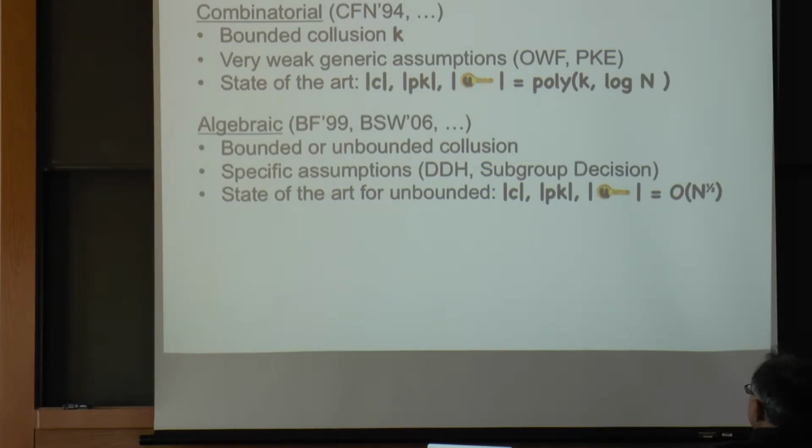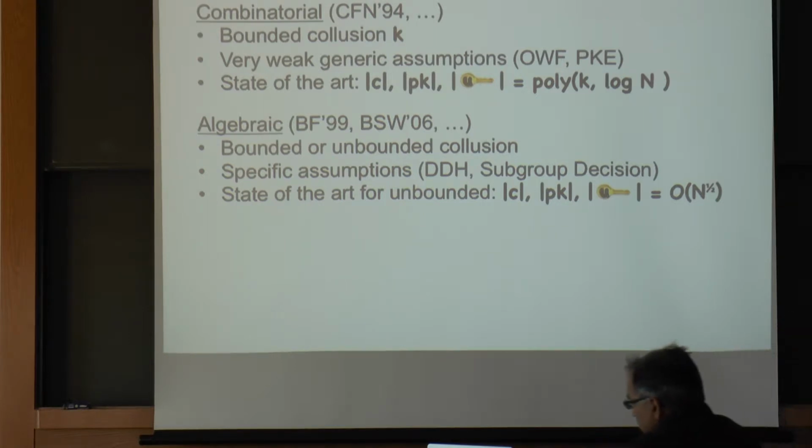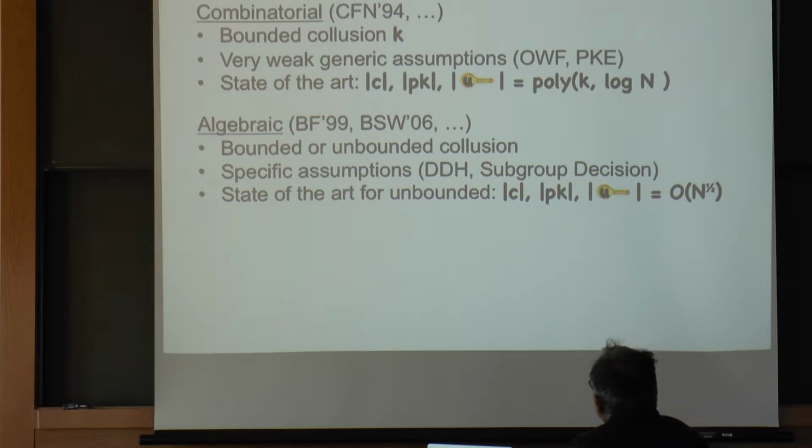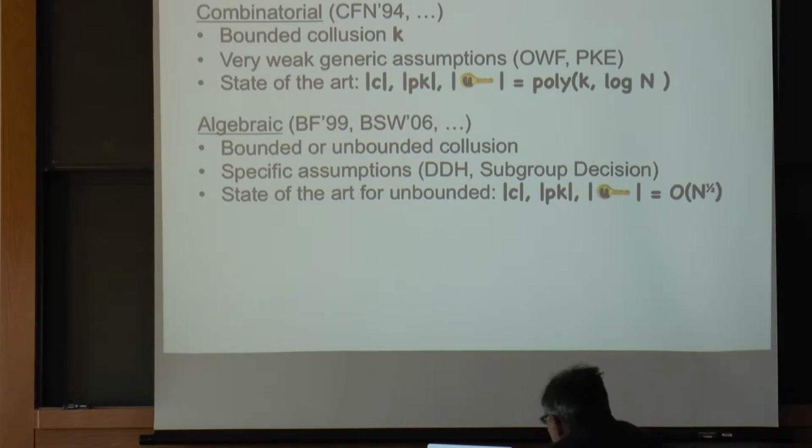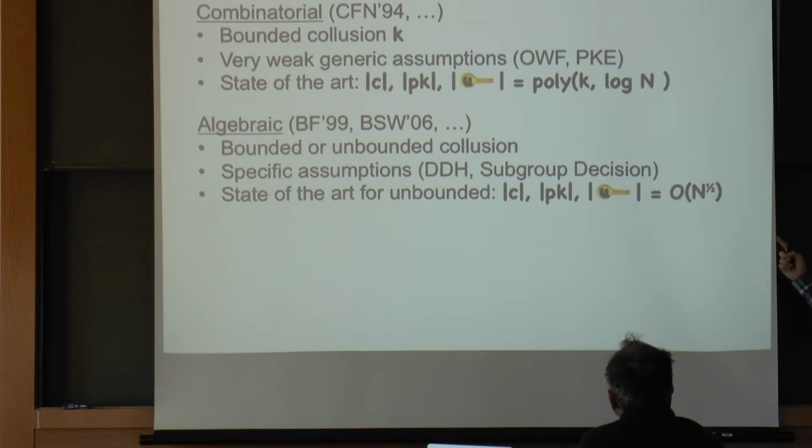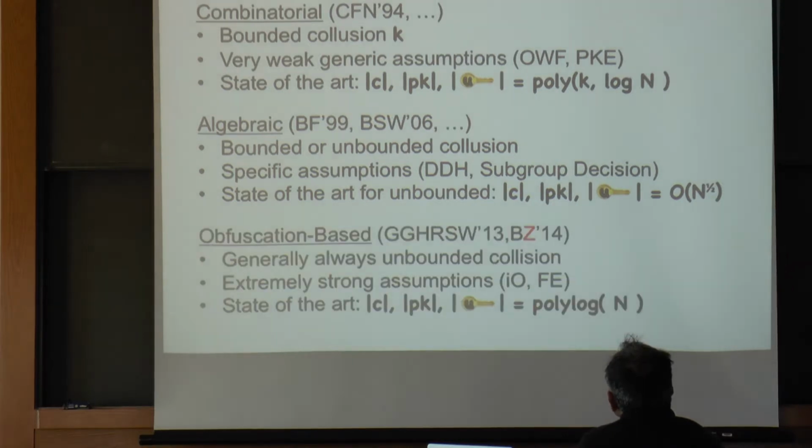The second class is algebraic constructions. There are results that are both bounded and unbounded. The state of the art here is that for unbounded collusions, we can get all the parameter sizes to grow with the square root of the number of users. So we can do sublinear size parameters from these assumptions, but we don't know how to get the size down to, say, polylogarithmic in the number of users.